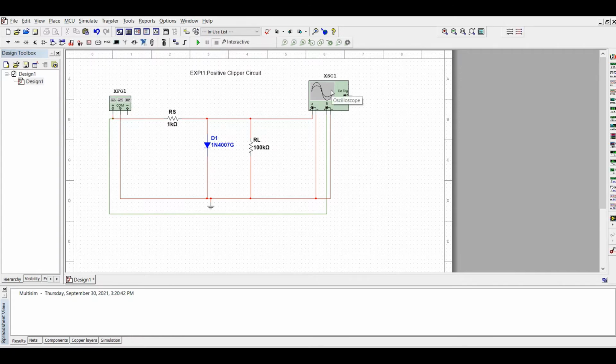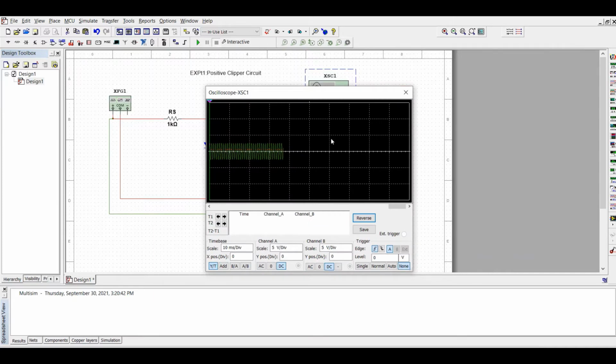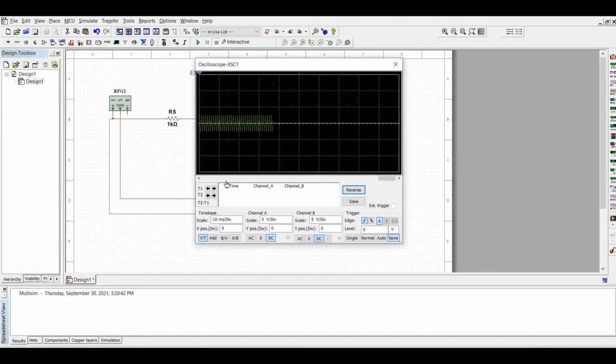Double click on the oscilloscope. You can see certain waveforms. Now you just need to adjust the frequency or your time scale by going to time base. Adjust it so that the waveforms are clearly visible. The green waveform is the input and the red one is the output. The output is in the form of DC and is in channel A. So on channel A, click DC. For channel B, click AC.